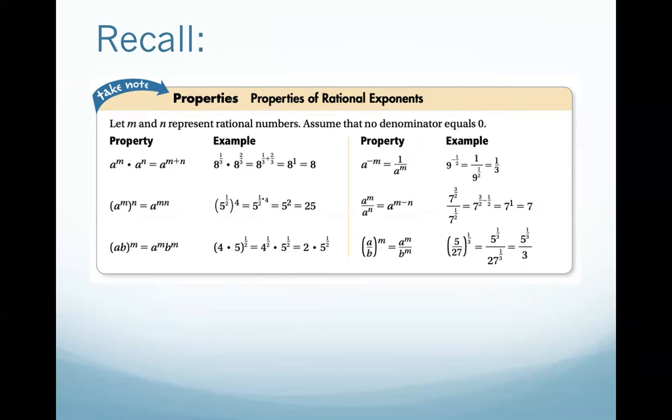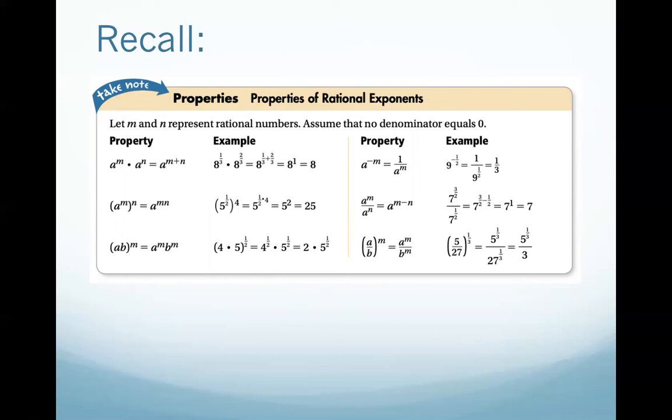Okay, if I'm multiplying a base to an exponent to another exponent, right? That means I'm multiplying a to the m n times. So that's a to the m times n. Okay, our example, 5 to the 1/2 to the 4th. Those are both exponents, so I'm multiplying the exponents. 4/2 is 2, so we get 5 squared is 25.